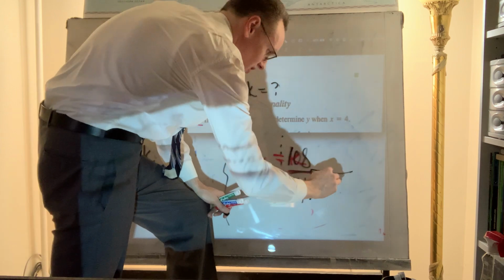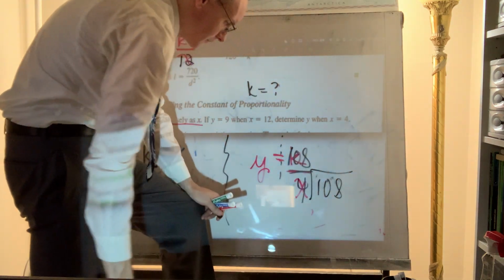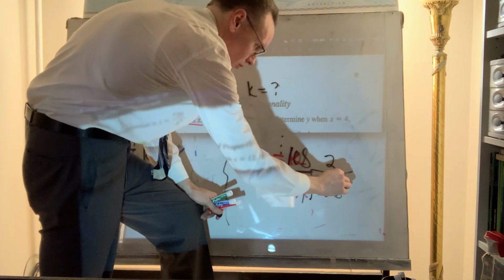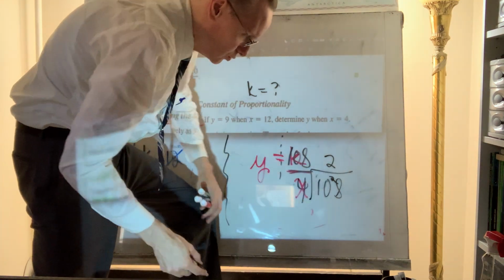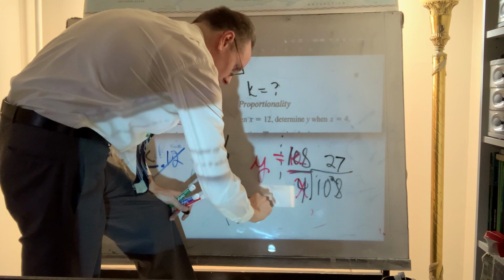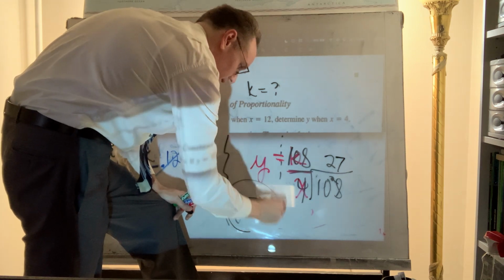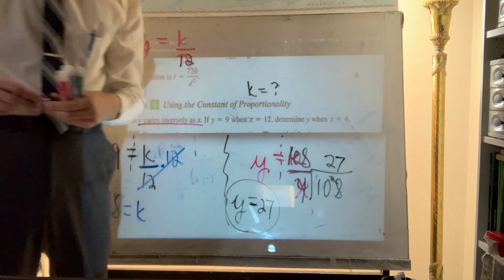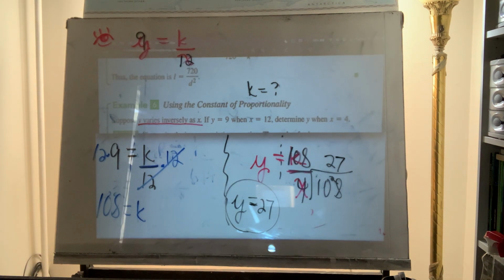How many 4s can you squeeze into 10, right? 2, with 2 left over. How many 4s can you fit into 28? Exactly 7. That means that y should be equal to 27. Okay. Next.